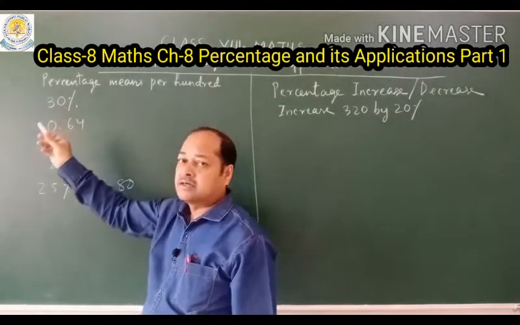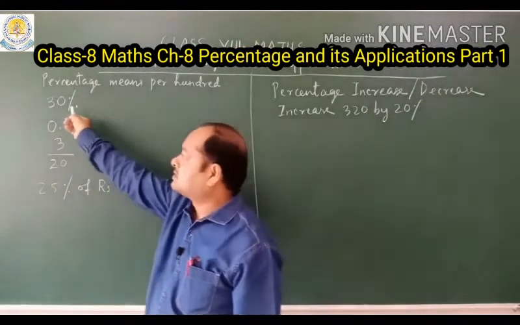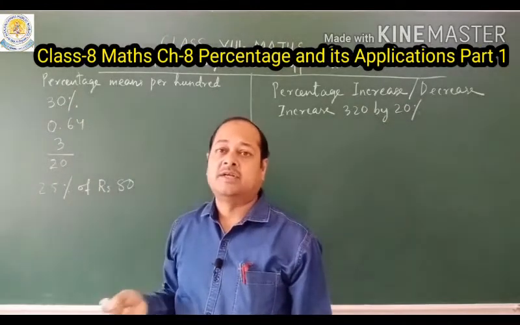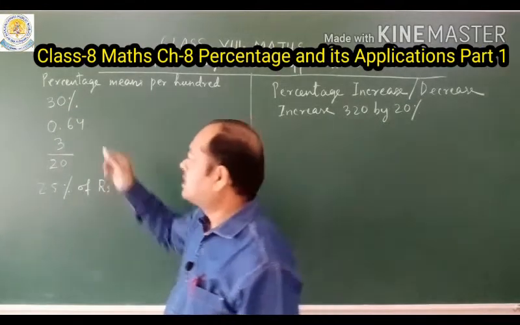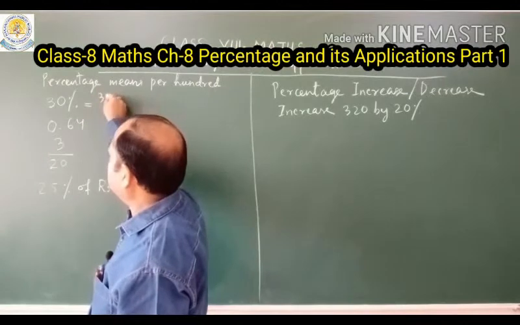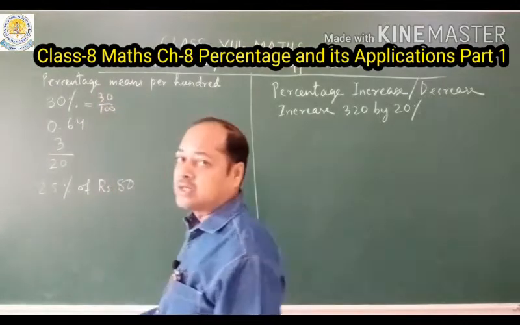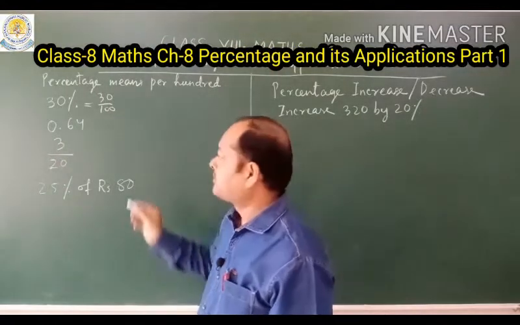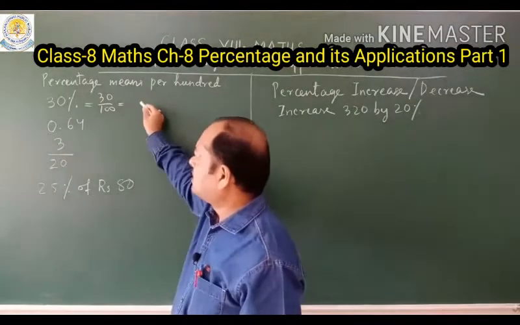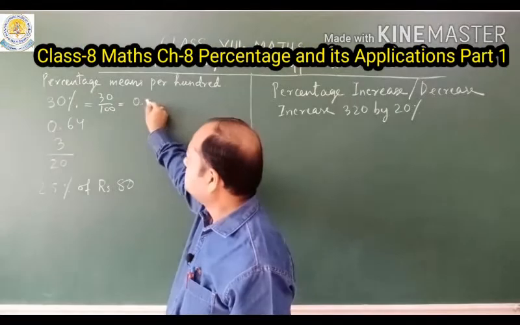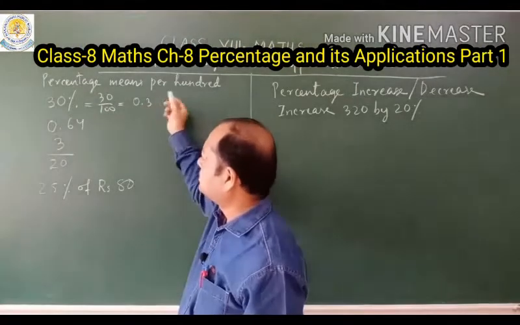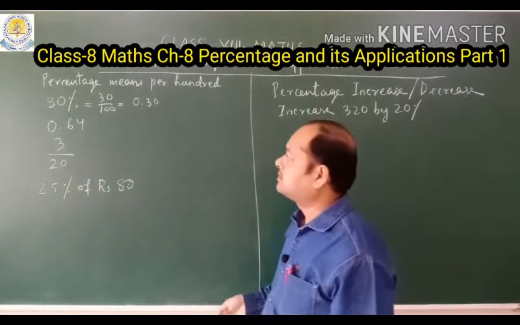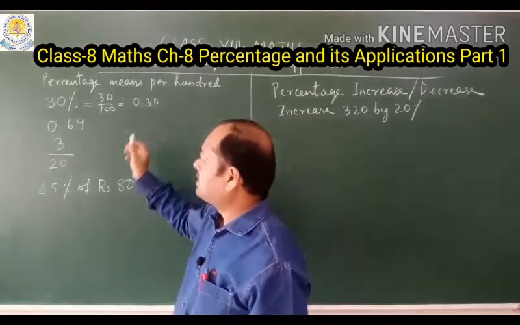How to convert? This symbol is used for percentage. 30% we can convert into a fraction. How is it? 30 upon 100. So 30% can be written in fraction as 30 upon 100. And in decimal, how can we write? That is 0.30, that is 0.3. Okay, 0.30 and 0.3 both are the same. So this is in decimal.